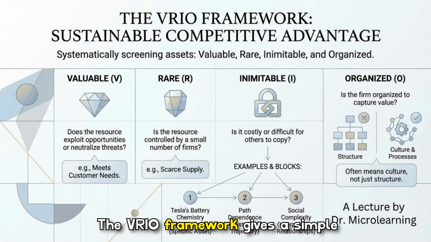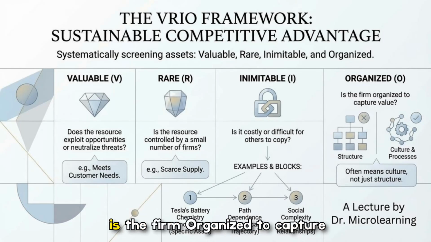The VRIO framework gives a simple checklist to screen resources. Are they valuable, rare, inimitable, and is the firm organized to capture value? Examples range from proprietary battery chemistry to path dependence and social complexity. And the core question is whether your structure, culture, and processes actually let you turn strengths into sustainable advantage.